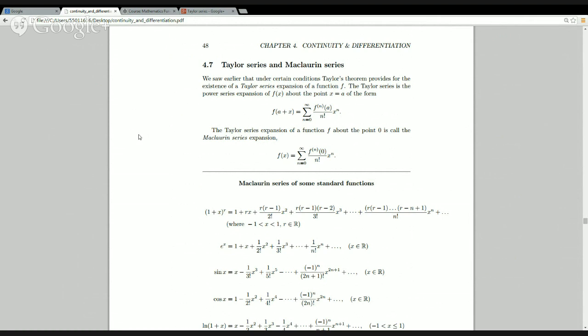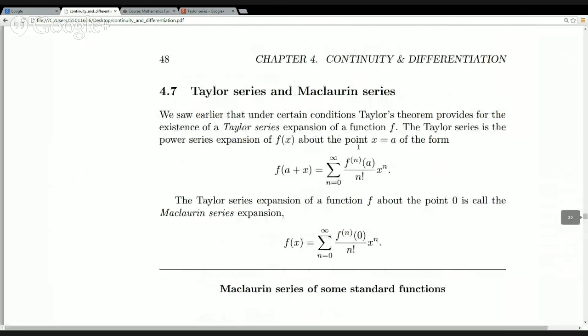A Taylor series is a power series. Well, that's one where the coefficients, these a_i's, are given in terms of the derivatives of the function. So you can see the definition here, top of page 48.